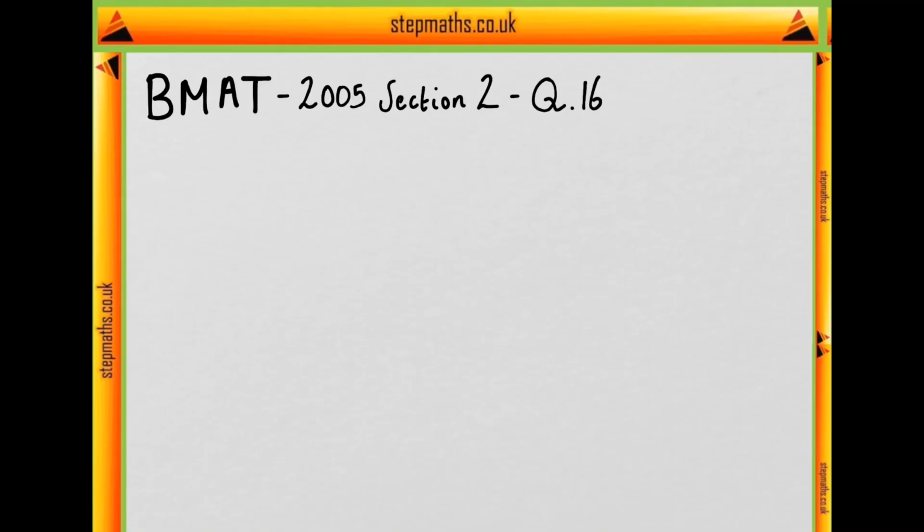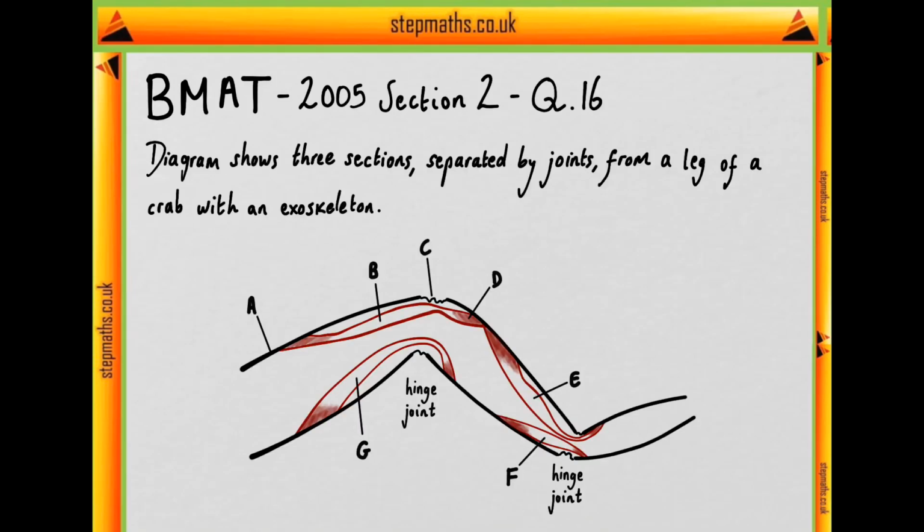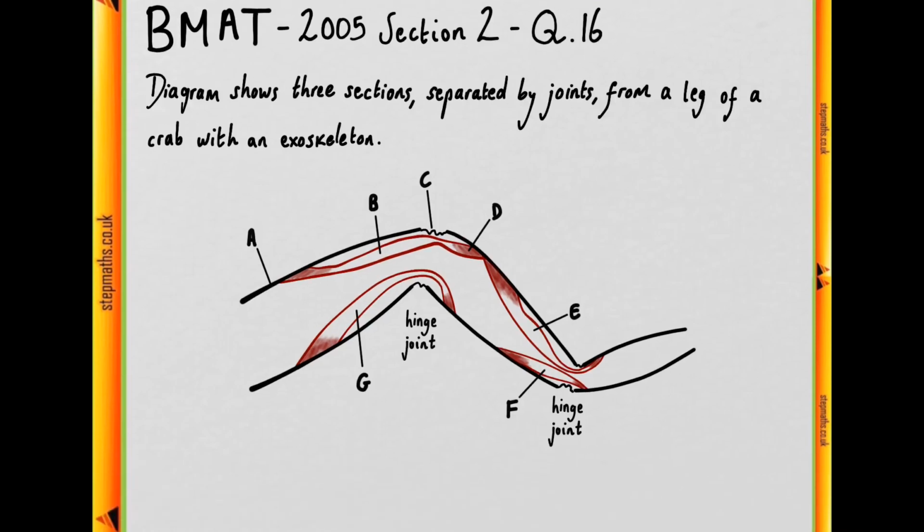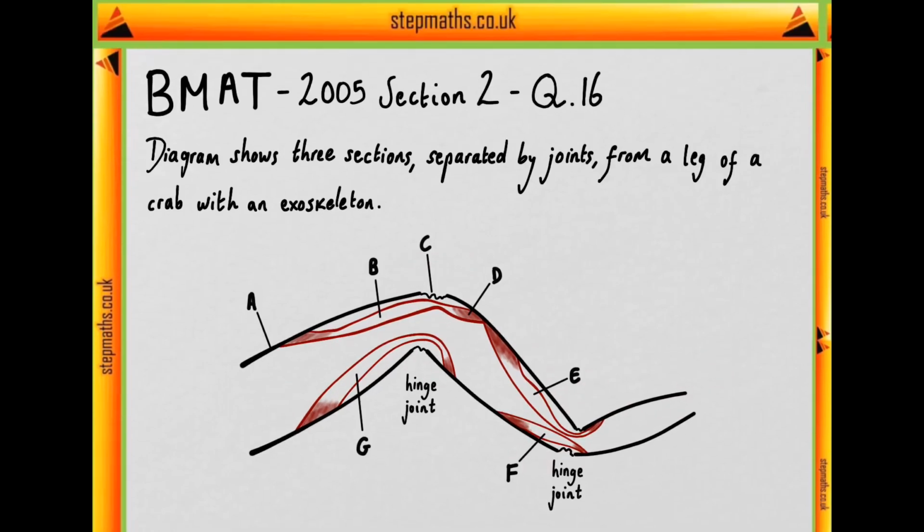In question 16 we're given the following diagram here, and we're told that it shows three sections separated by joints from a leg of a crab which has an exoskeleton. So we have the three limbs here separated by joints, or three parts of a limb rather. So here are our joints and here are our parts of the limb.